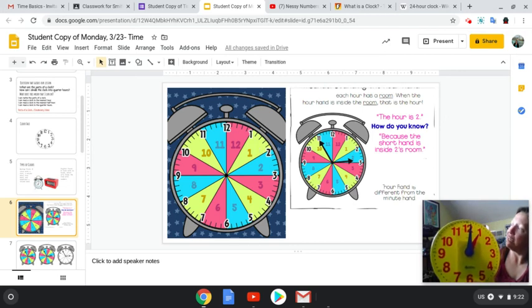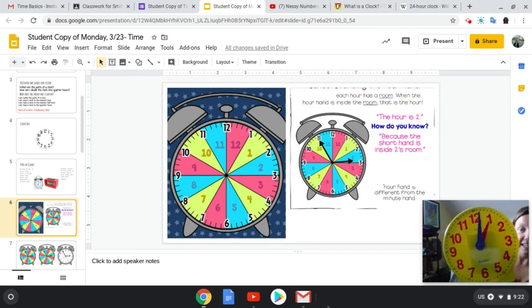So the minute hand goes around again. And remember, this is how we get 60 minutes in an hour, because that minute hand moves 60 times around the clock, and that equals 1 hour.